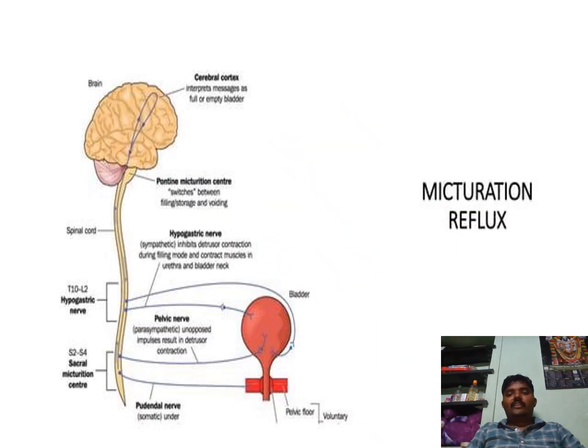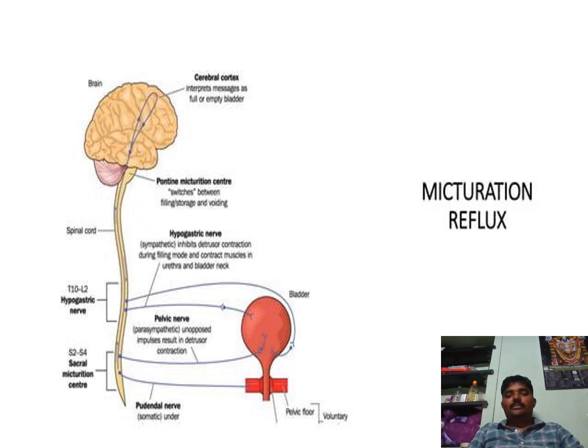There is a micturition reflex pathway. The first center is the cortical center. Cortical means a nucleus in the prefrontal area, where the subcortical nuclei are present. Then we'll go for the brainstem, the pons, mainly where the Barrington nucleus is present. Then we'll go for the spinal cord structure, T10 to L2 area, from which the L1, L2 sympathetic nerves arise.